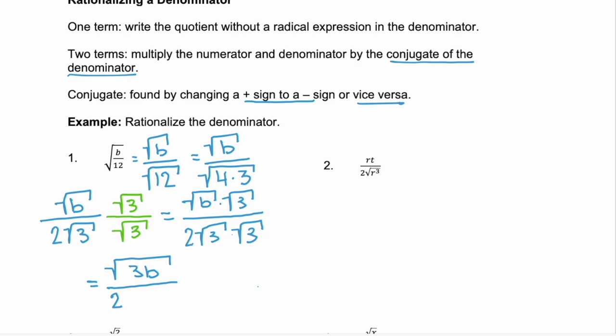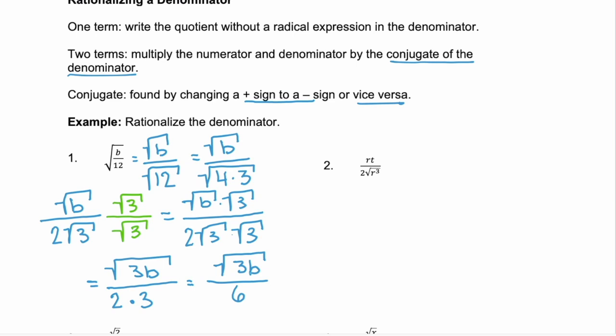And remember from the last page, when you multiply a square root of something by itself, you just get the radicand. So we just get 3. And then we continue to simplify because the denominator 2 times 3 is actually 6. So our final answer is the square root of 3b over 6.